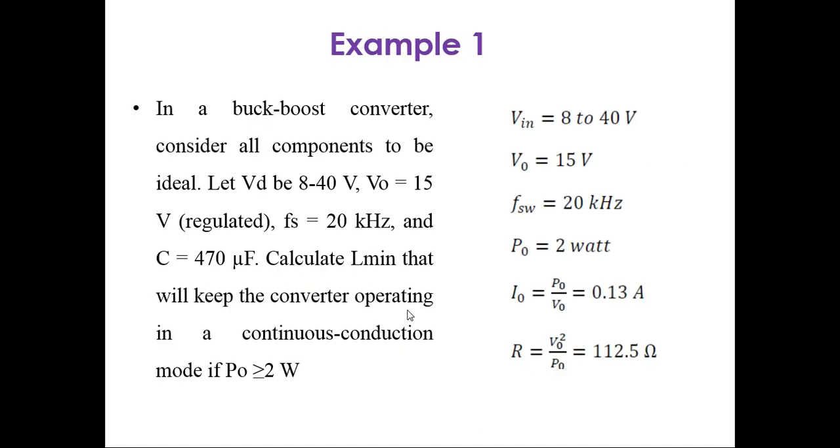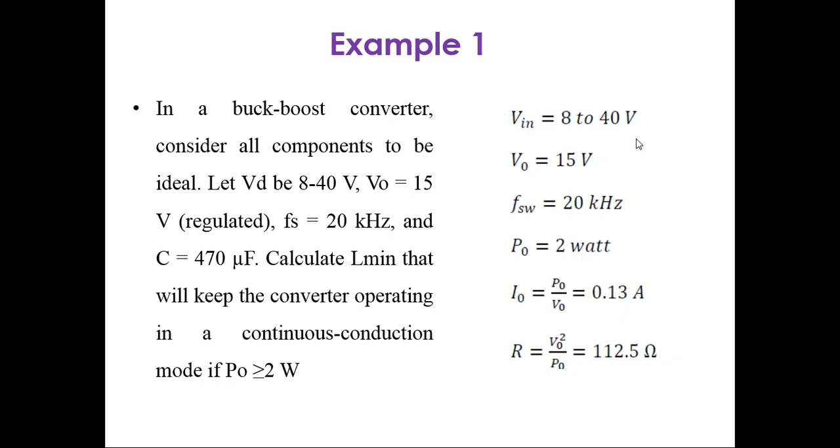So now I'll try to explain the same thing with an example, because we started in the last lecture with the buck-boost converter. In the converter we are having some range. If our input range is 8 to 40 volt, our expected output voltage is 15 volt regulated. Our switching frequency is 20 kilohertz. Our capacitor is 470 microfarad. We need to calculate the minimum inductance so that the converter will operate in continuous conduction mode if my output power is greater than or equal to 2 watt. So let's begin the example.